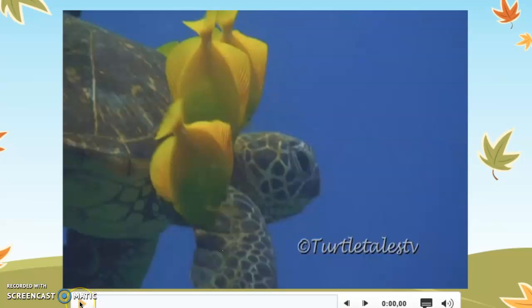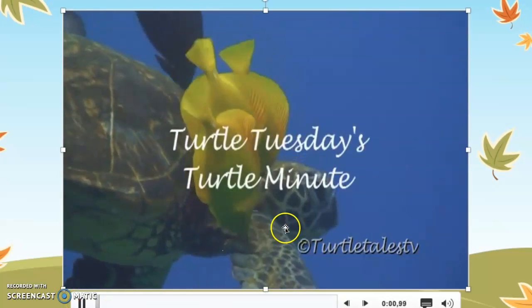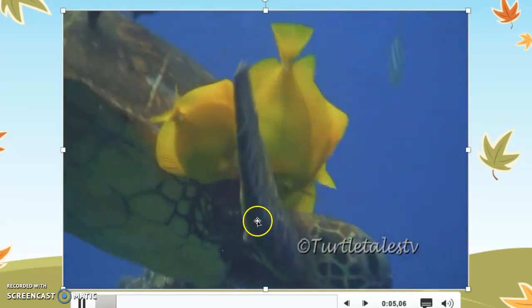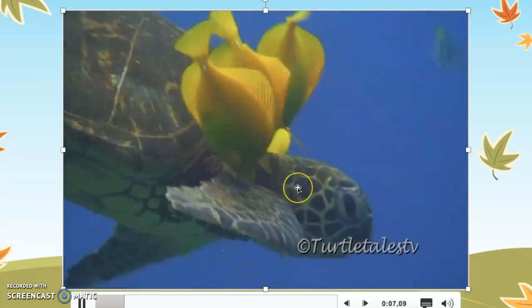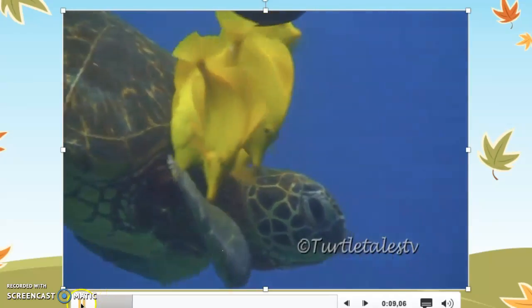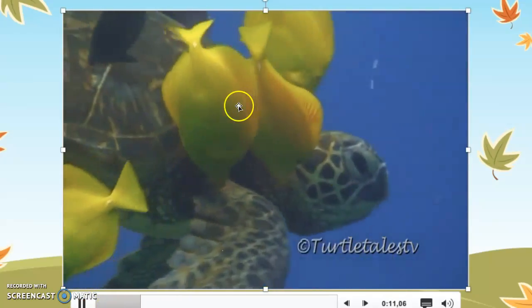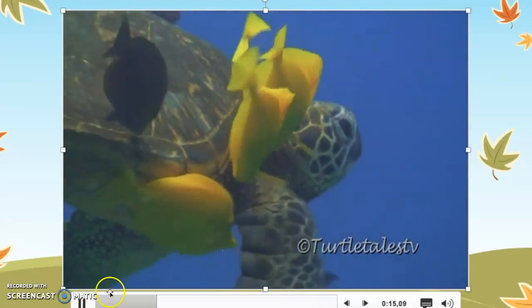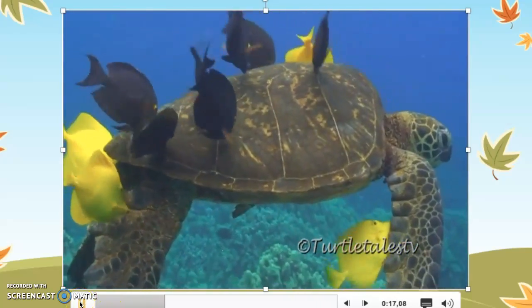So I'm going to play a short section of the video, and what we can see here is that the surgeon fish is eating the algae that grows on the turtle's back. And that's another very good example of how animals depend on each other. Therefore, they are interdependent on one another.